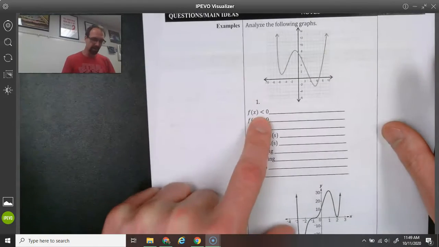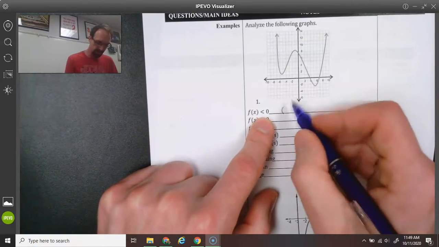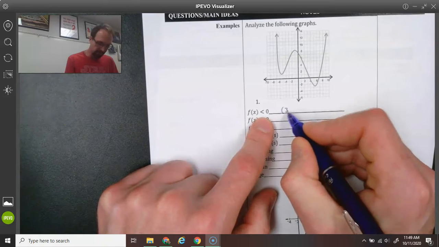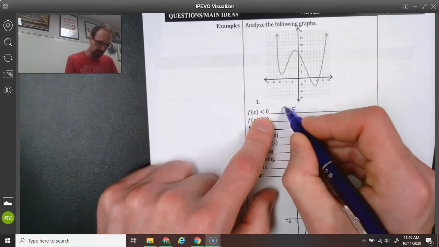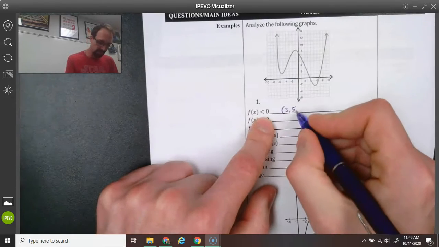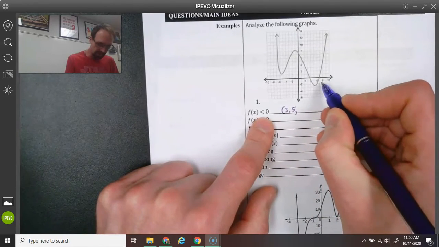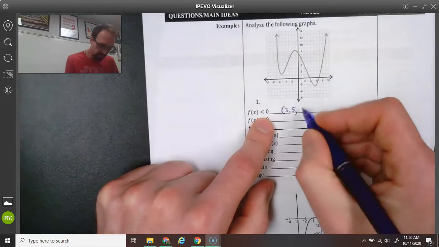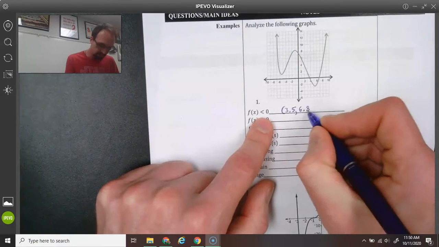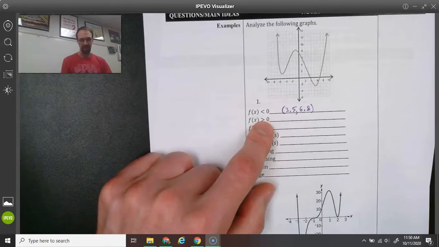So here, this is below the x-axis, looks to be about 3.5. So notice I'm using a parenthesis. This is interval notation, 3.5, and then to about very close to 7. So looks to be like 6.8. And I'm just getting close to this. If I don't give values, I'm not looking for exact.